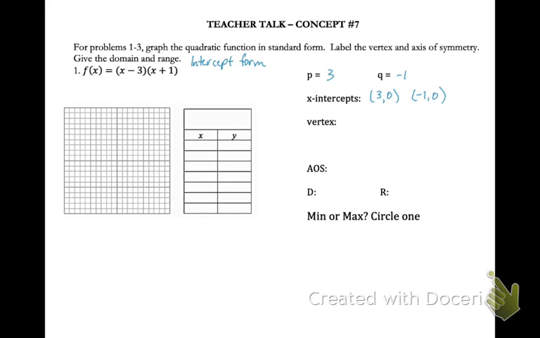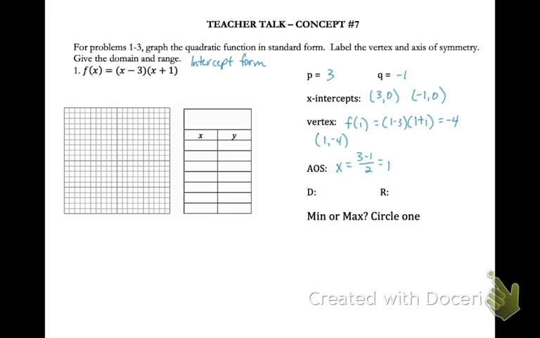Now for the vertex, we'll start with the x value of the vertex, which is also the axis of symmetry. So I'm going to show this work down by the AOS, which is axis of symmetry. So you find the middle of P and Q. So you're going to add 3 and negative 1 and divide by 2, which will give you positive 1. So that's the x value of the vertex. To find the y value of the vertex, you're going to plug in 1 into your equation. And when you do that, you get negative 2 times 2, or negative 4. So the vertex of this quadratic equation is 1, negative 4.